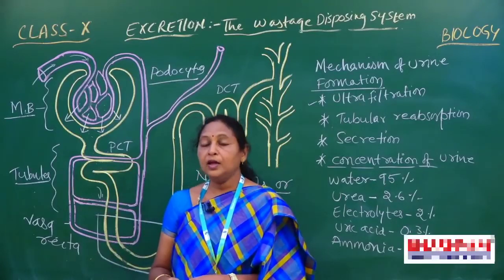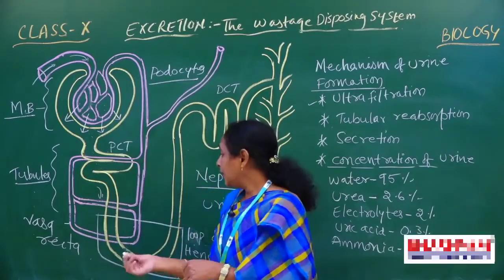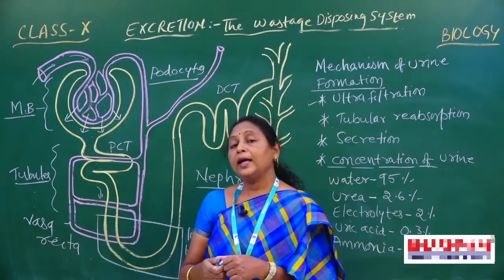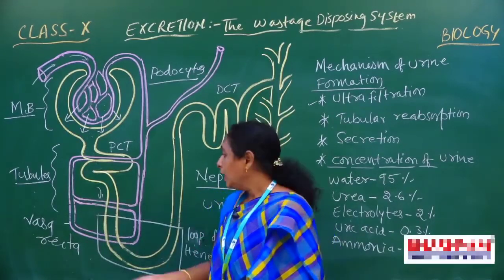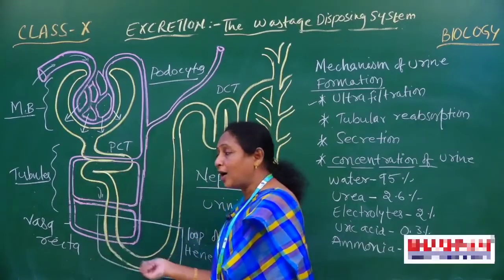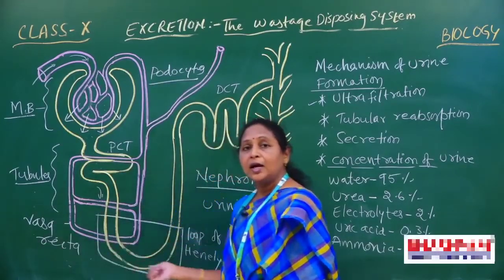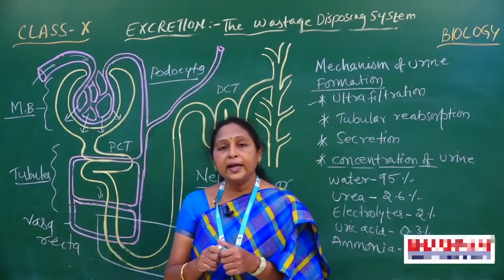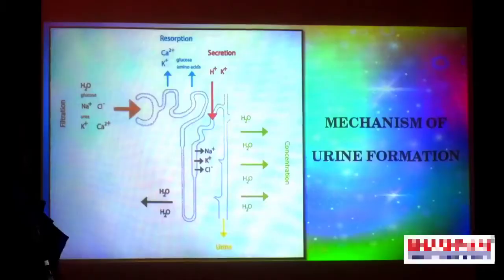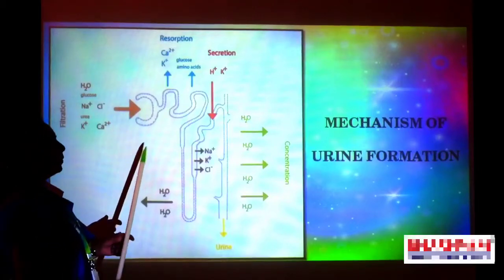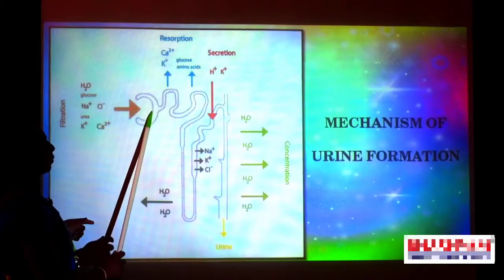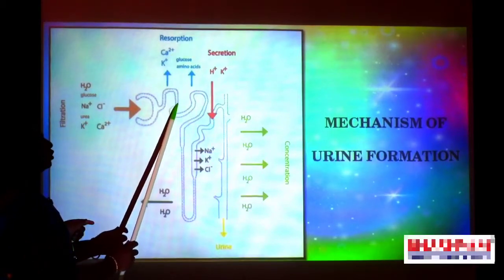So from here, the loop of Henle and vasa recta maintain one mechanism. Through this mechanism, they reabsorb a number of salts. And this reabsorption and the mechanism followed by the vasa recta and loop of Henle help to concentrate the urine.